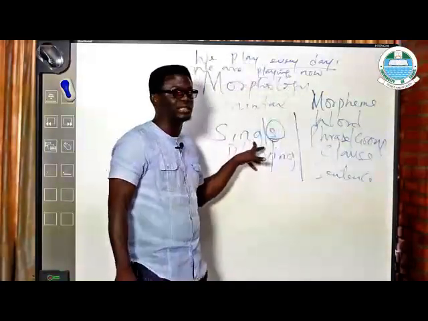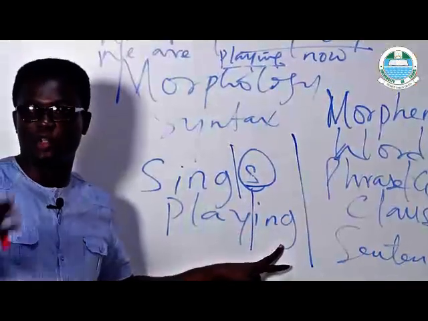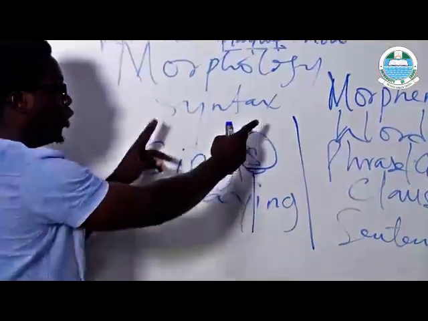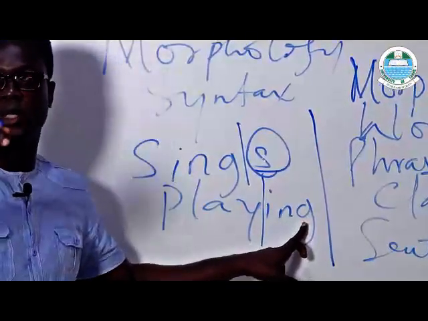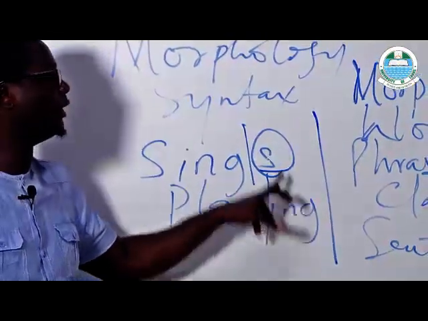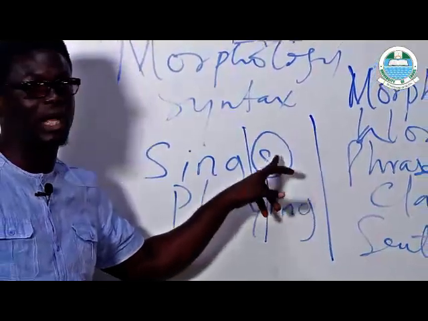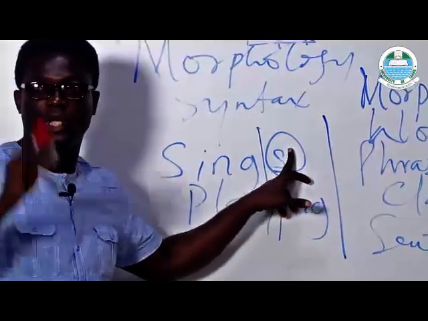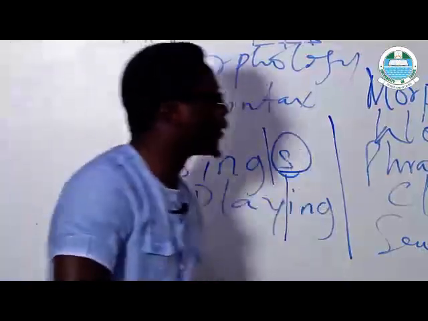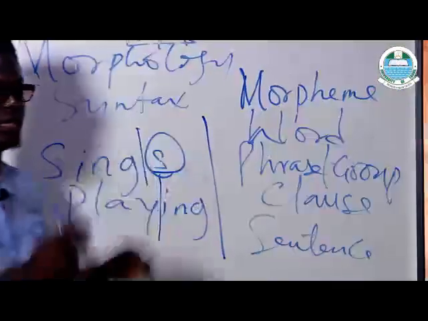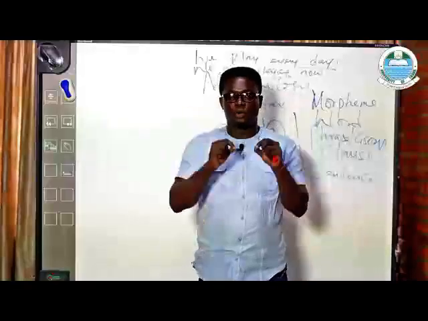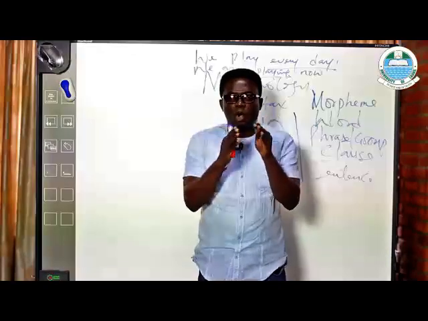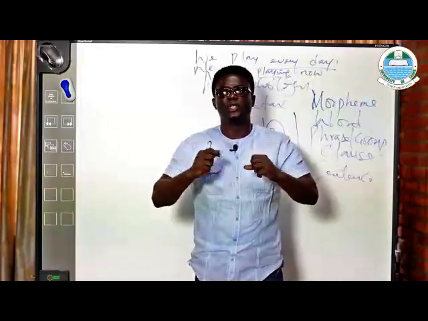So in this case, "things" is a word. "Playing" is also a word. But it is not possible for us to describe "ing" as a word. It is only a morpheme. It is not possible for us to describe the "s" here as a word. It is just a morpheme. Then we move on to the level of the phrase. The phrase is a combination of words that make up a particular part of speech or word class.